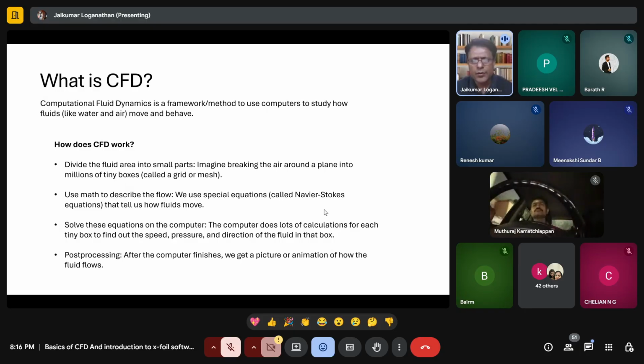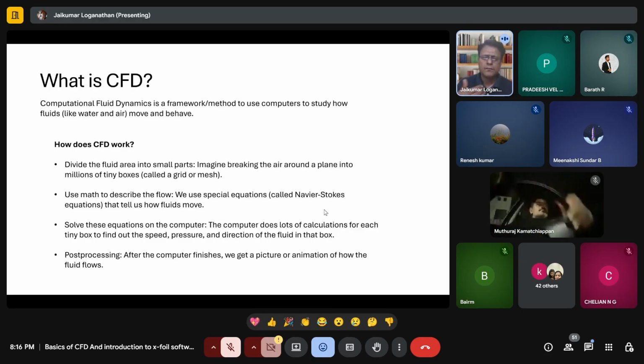So basically what we try to do is we try to break the domain. The domain is something we define around the object of interest, right? It could be a domain around an airfoil or a blade, or it could be a domain inside a pipe. And then we break this domain into smaller parts. We call that a mesh. We'll also see why meshing is needed in the later slides.